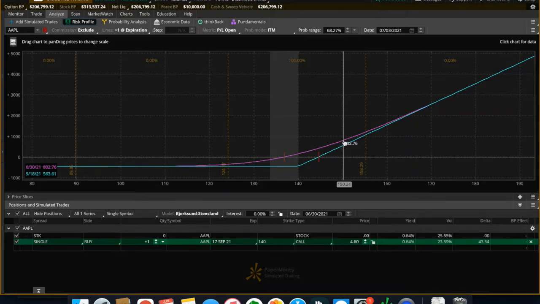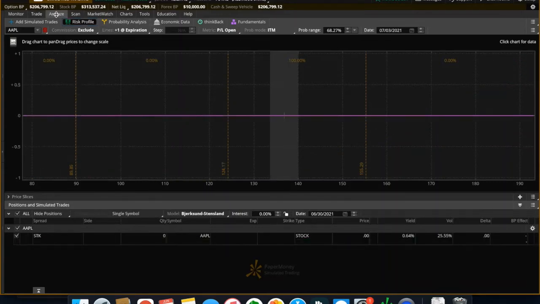You can simulate what happens if time passes, what happens if the price changes, and you'll see all that represented here. But this is just a super basic introduction to these profit graphs. Now, let's look at a slightly different one. I'm going to show you a little more sophisticated trade.